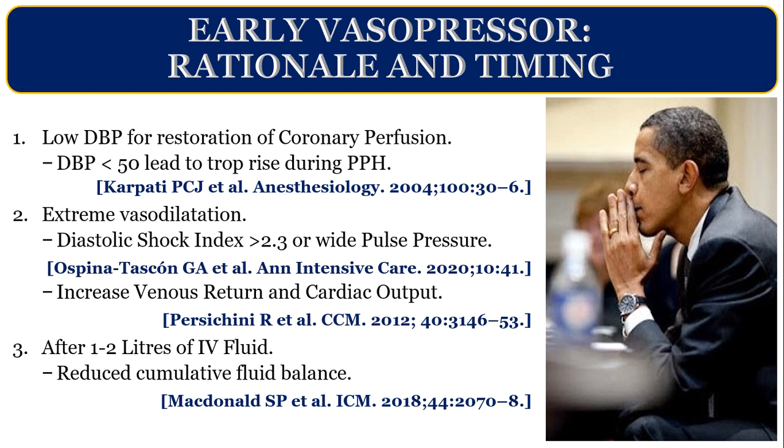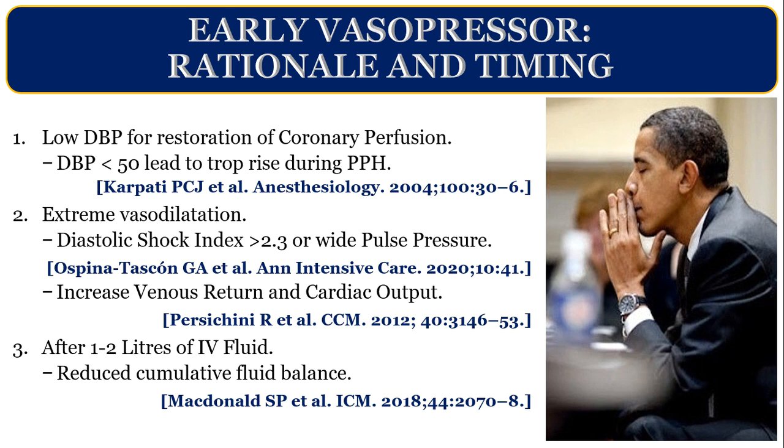Second, if there is evidence of extreme vasodilatation. And how do you know extreme vasodilatation? The difference between systolic pressure and diastolic pressure is very high. I don't have an exact number, maybe around 50 millimeter mercury or more. Or if there is something called the diastolic shock index, which is nothing but the heart rate divided by the diastolic blood pressure. If the diastolic shock index is more than 2.3, then it is time that you should start vasopressors.